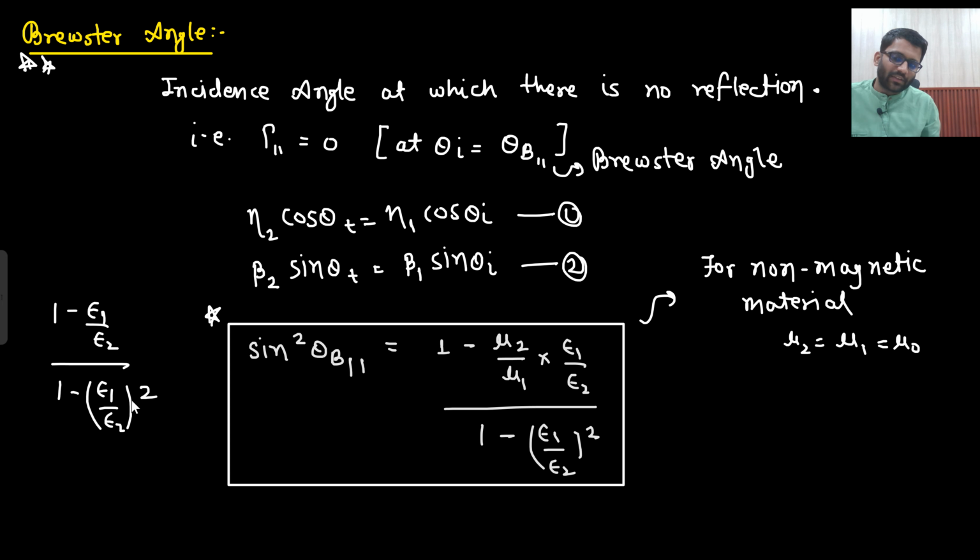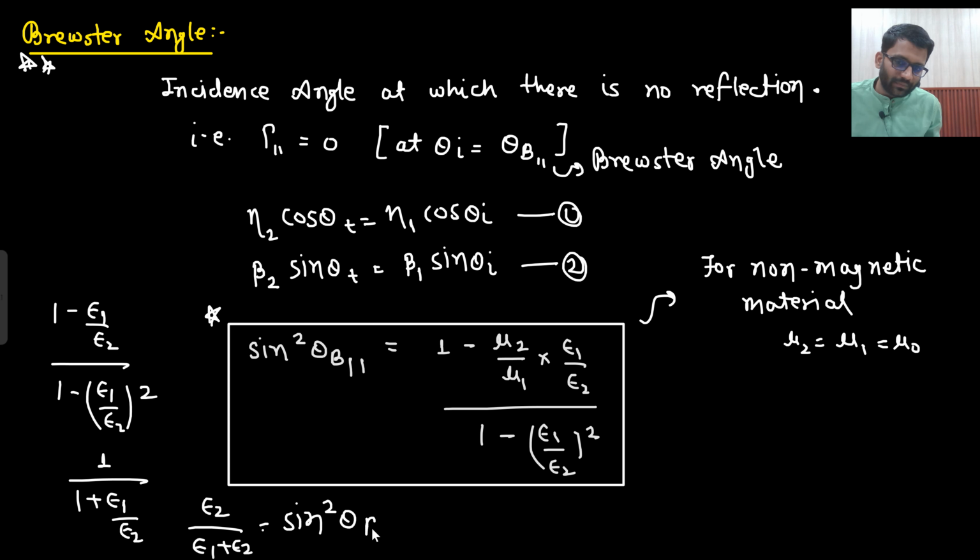Can I apply a square minus b square here? Yes, I can apply. So what will I get? A minus b into a plus b. A minus b will be the same as this, so that will be cancelled. So what are you getting? 1 upon 1 plus epsilon 1 by epsilon 2. So you get epsilon 2 divided by epsilon 1 plus epsilon 2. That is equal to sine square theta b parallel.